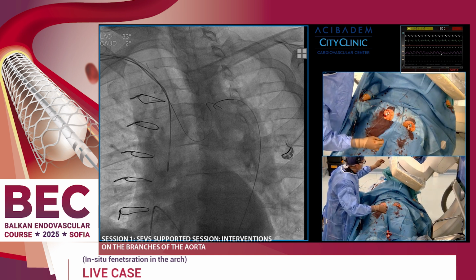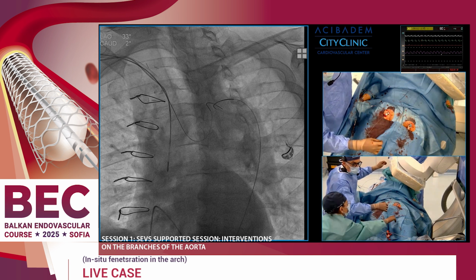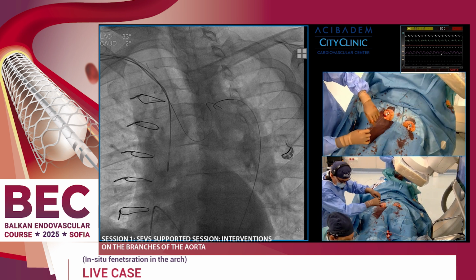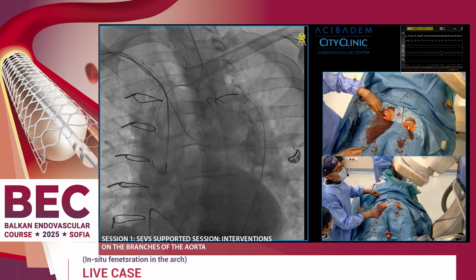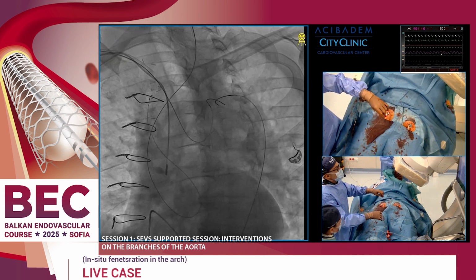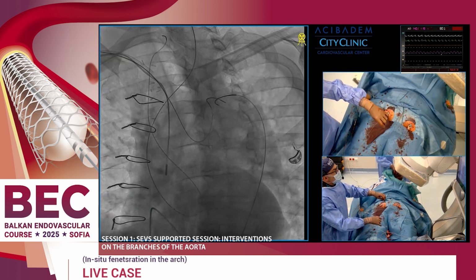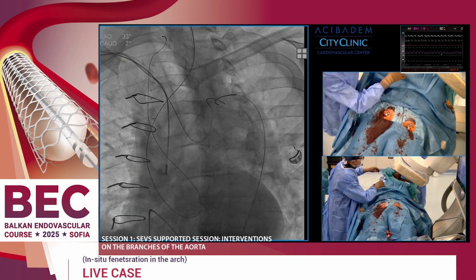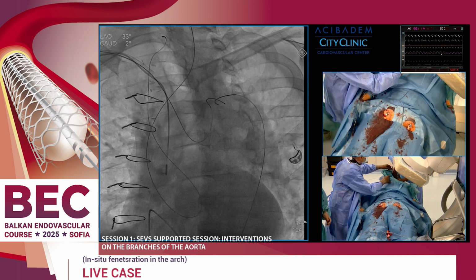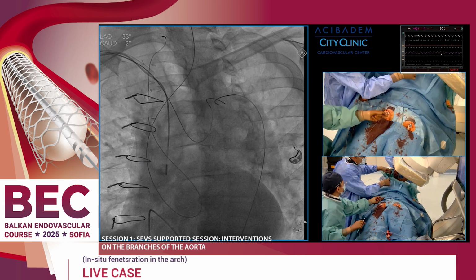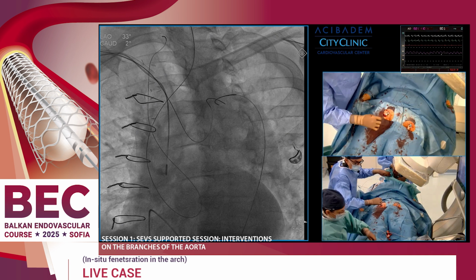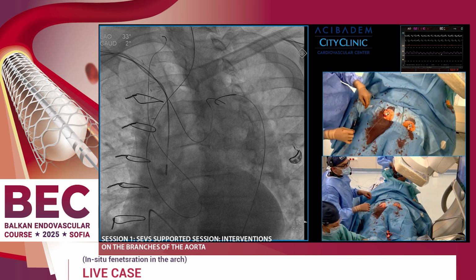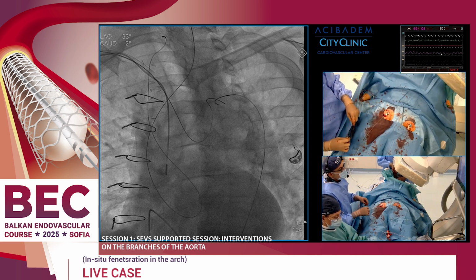So we are positioning now the wire through the retrograde puncture. X-ray. Okay, you see the retrograde sheath and the wire that is already in the ascending aorta, and even more, it went back to the brachiocephalic trunk in a deep loop shape, for better support.